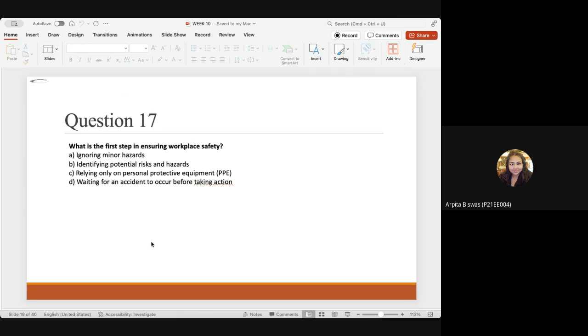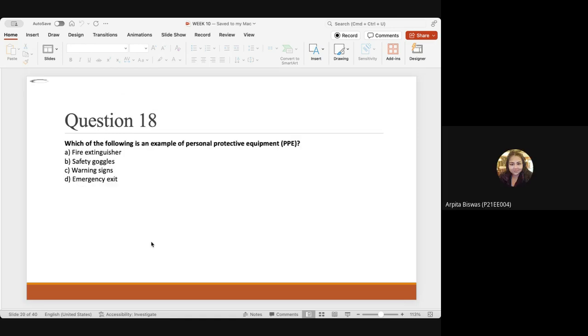This is the question number 17. What is the first step in ensuring the workplace safety? Identifying potential risk and hazards. Yes. The question number 18, which of the following is an example of the personal protective equipment? Safety goggles. Yes. And this is the question number 19.